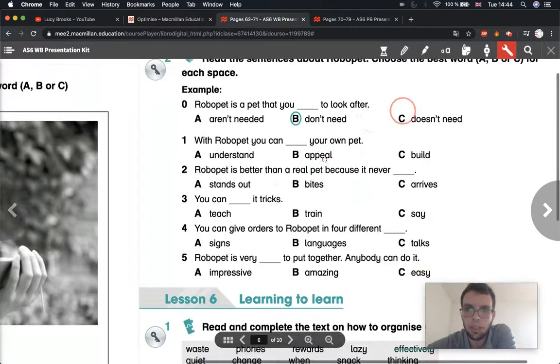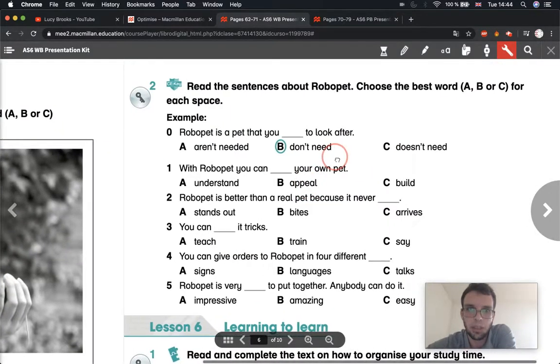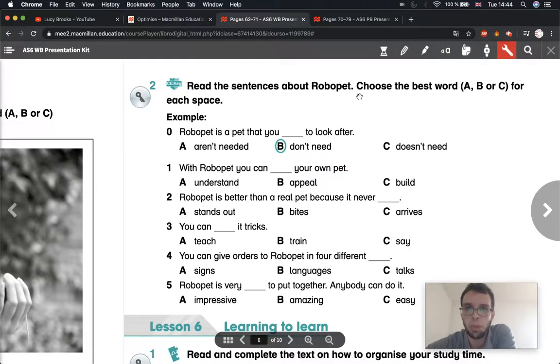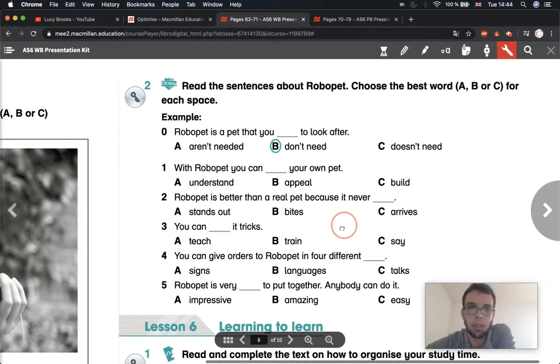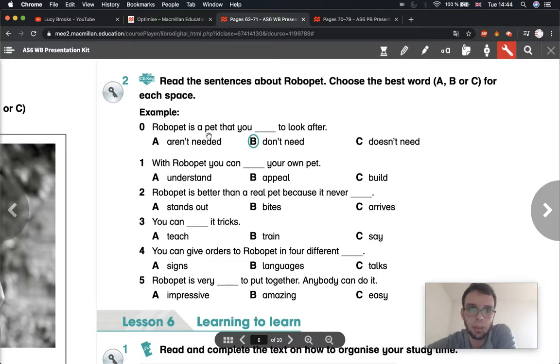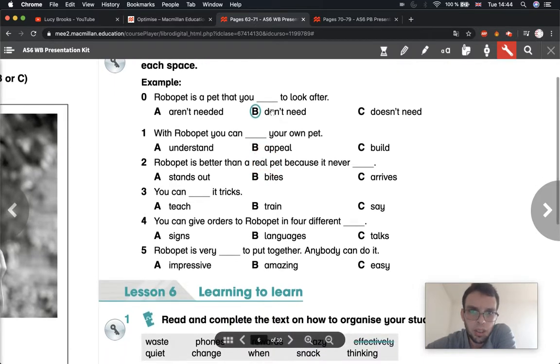Now we're going to do a very similar exercise. Another one here, except this one is about RoboPet. Remember RoboPet? We have to choose the best words for each space, okay? Let's look at the example again. It says RoboPet is a pet that you don't need to look after. You don't need. We can't say you doesn't, so that doesn't fit grammatically. RoboPet is a pet that you aren't needed to look after. That doesn't make any sense. Okay, so this is the answer.